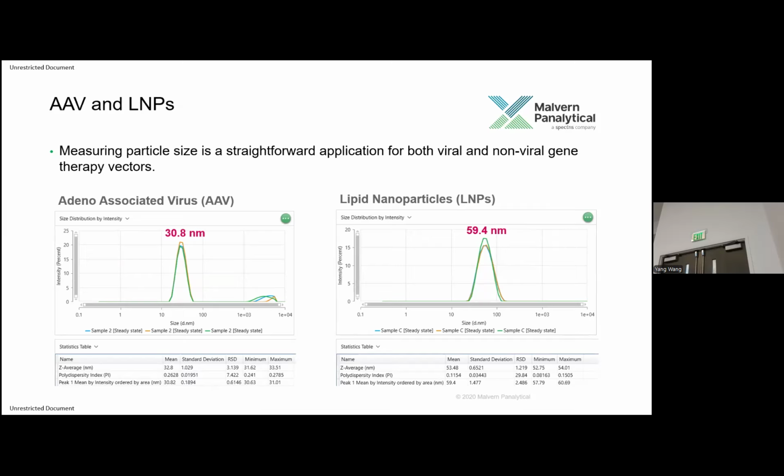dispersity. So here's an example where we're looking at adeno-associated virus, AAVs, at 30.8 nanometers. 30.8 nanometers is a little bit too small for NanoSight, so you're kind of pushing the limits with NanoSight. So a lot of people will use the Zetasizer to look at their AAVs. Lipid nanoparticles are another example. You can get the Z average and polydispersity index, and you can see that they're relatively monodisperse.